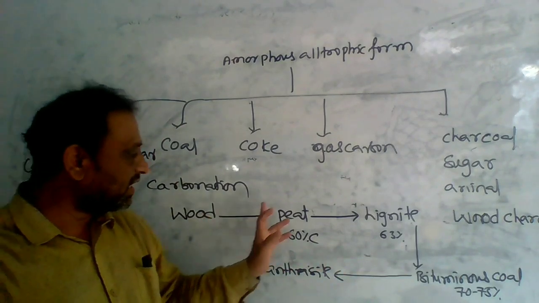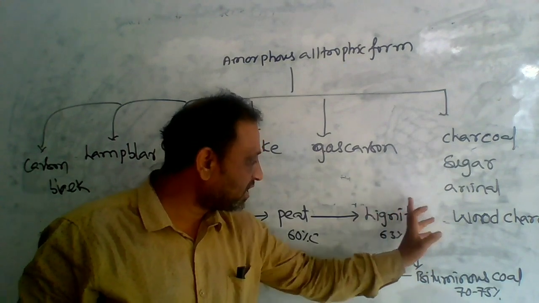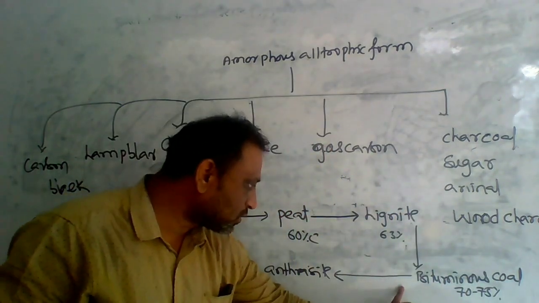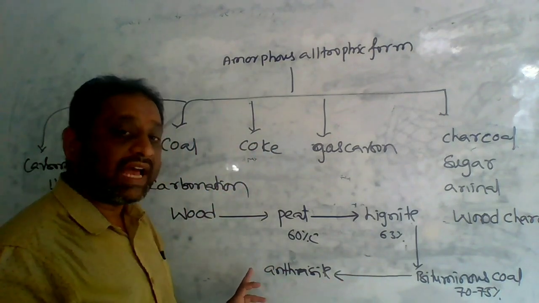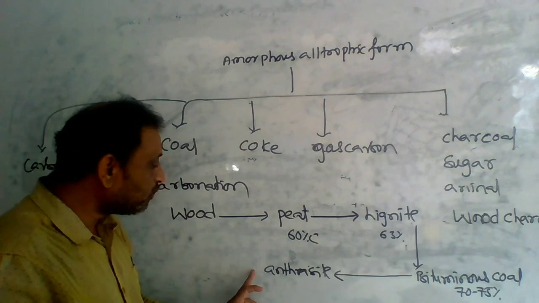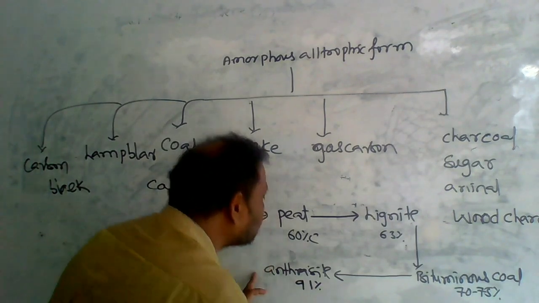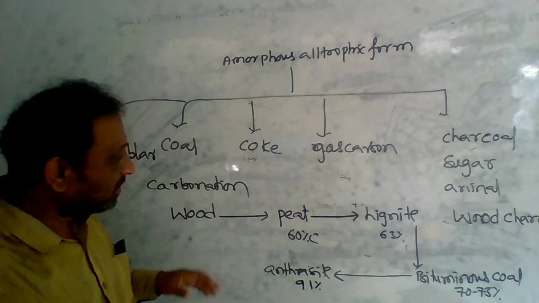First, wood changed into peat. Peat is converted into lignite under high temperature and pressure. Lignite changed into bituminous coal. Bituminous coal changed into anthracite coal. Anthracite is the pure form of coal. It contains nearly 91% carbon. Coal is used as a fuel.